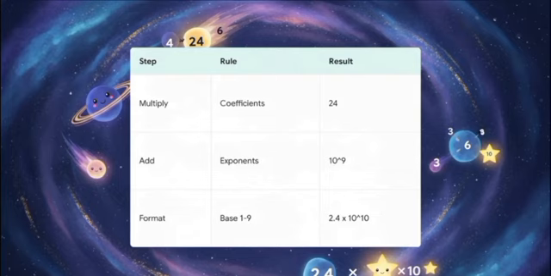Just look at the calculate step. 4 times 6 is 24. Easy. And for the powers of 10, we just add 3 plus 6, giving us 9. So our raw result is 24 times 10 to the 9th. But as you know, we run a strict classroom here, and 24 clearly violates our 1 to 9 rule. So we format the final answer by bumping the decimal one space to the left, which adds 1 to our exponent and finishes perfectly at 2.4 times 10 to the 10th.